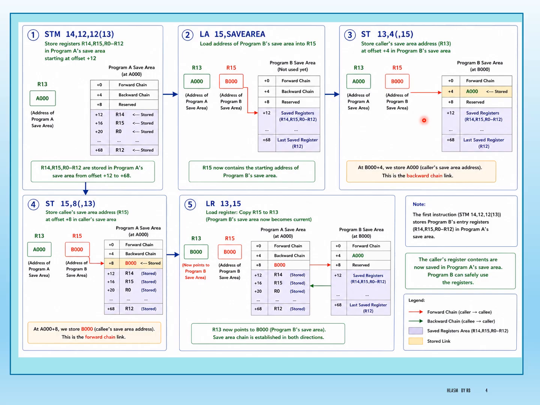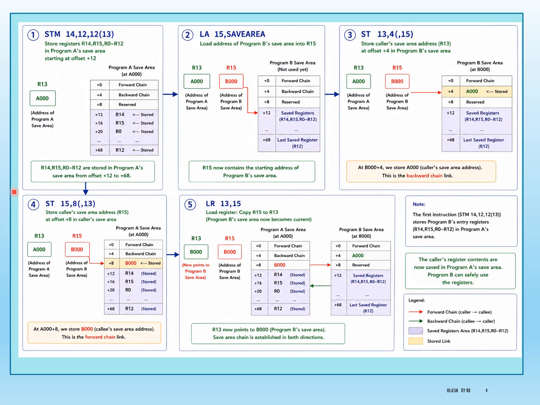Means my program B now contains where I am called from, which is A00, and my program A save area is containing at offset 8 what I am going to call. So now program B save area knows the address of program A save area, and program A save area knows the address of the program B save area. If it is not clear, listen one more time, but I will also explain it a little different way.